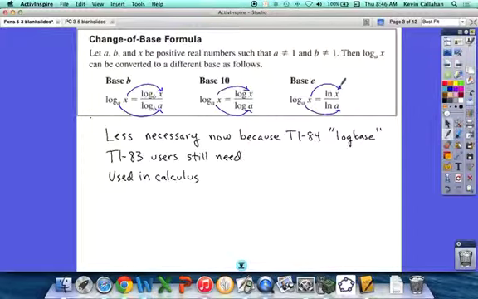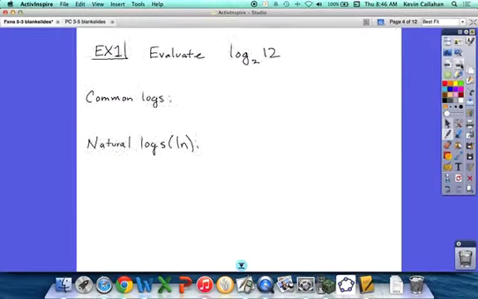Now, in class, you've got access to these calculators. If you were issued a calculator, you probably got an 83. So you would need to use a change of base formula if you got to do a logarithm of any other base. So let's do a practice. Evaluate log base 2 of 12 without using the log base function. Just use a change of base formula. First, using common logs. So how would I rewrite log base 2 of 12 using common base 10 logarithms?